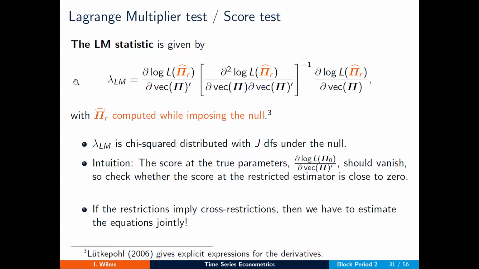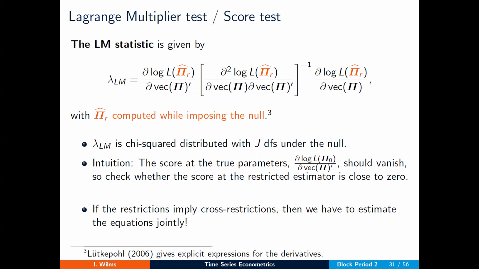Now, let us move on to the second test, the LM test, or also sometimes called the score test. This test is based on the score, namely the derivative of the log likelihood with respect to the parameter value. And we evaluate this for the so-called restricted parameter estimate, denoted by pi hat r, which are the parameter estimates we obtain from the model where the restrictions as set out under the null are imposed. Again, the corresponding test statistic follows a chi-square distribution.